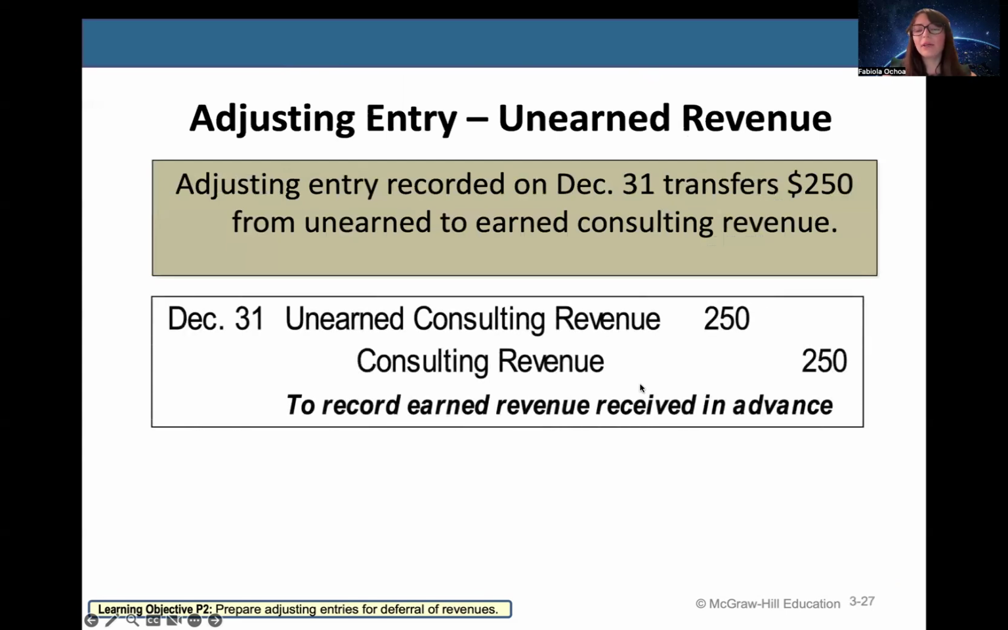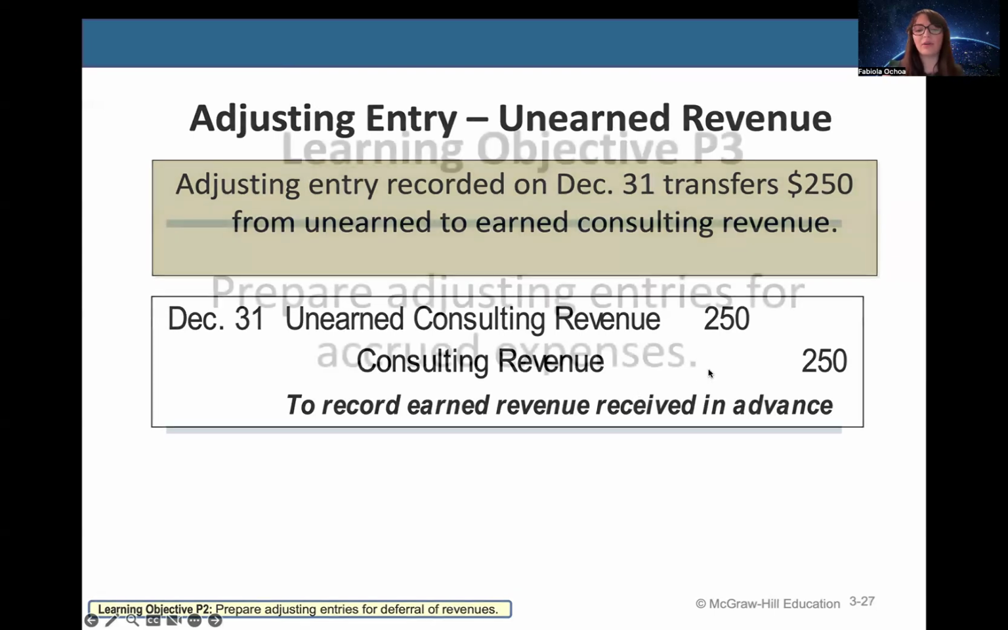Okay, now we record the actual adjusting journal entry. You debit unearned revenue for $250, reducing your liability because you have now earned that money, and you credit your actual revenue on your income statement to make your revenue go up.